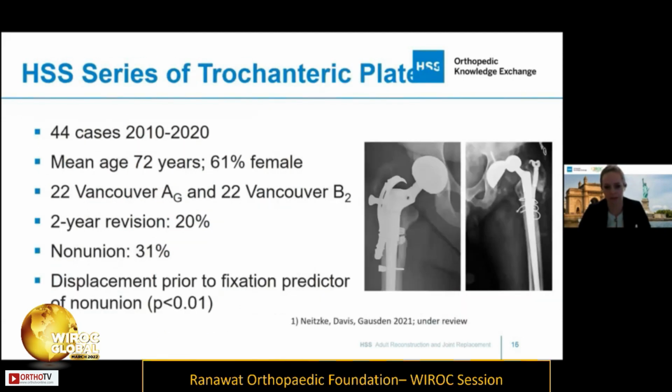But so far, it's been a real challenge. We looked at our series here, and 44 cases or so, very high revision rate at 20%, very high non-union rate of 31%. We thought that this Arcos bolt system, where we have a plate attached to the revision stem, was going to be really a game changer, and that's not borne out that way. A lot of failures with that implant as well. So I'd be very cautious with any sort of fixation on greater trochs, and I think more to come.